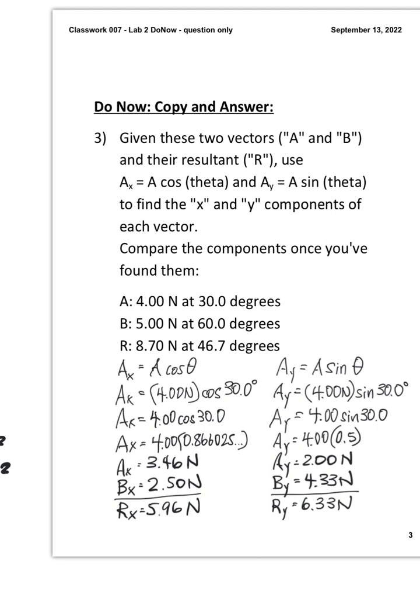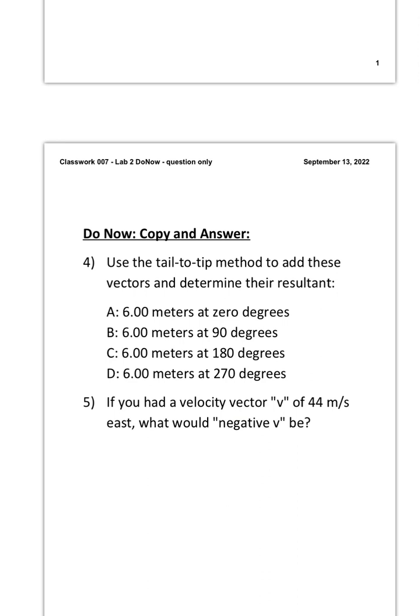And then it says compare the components once you've found them. So if you take a close look at a and b and r, you might see the relationship that the x components add up to the x component of the resultant, and the y components add up to the y component of the resultant. How you like them apples, right? All right, anyway, next.